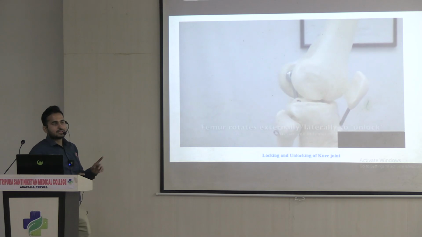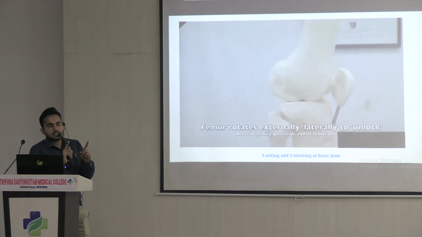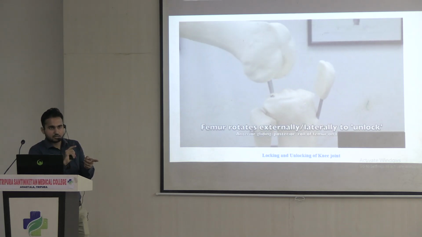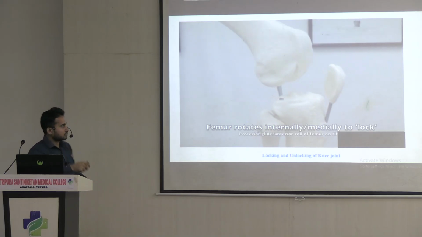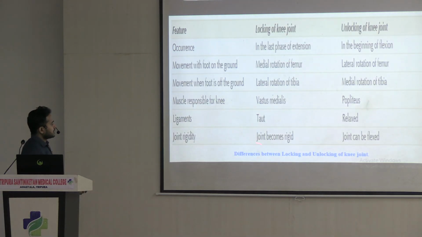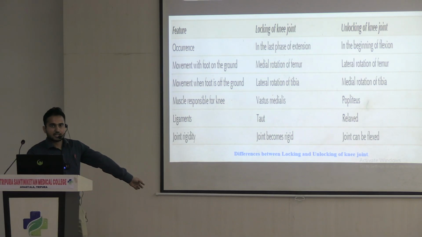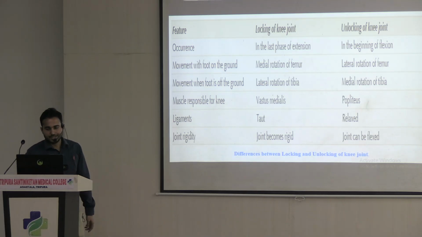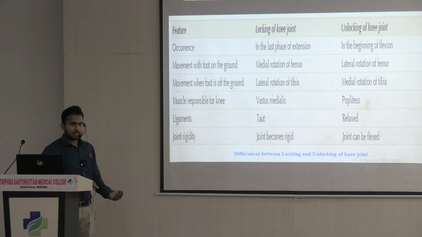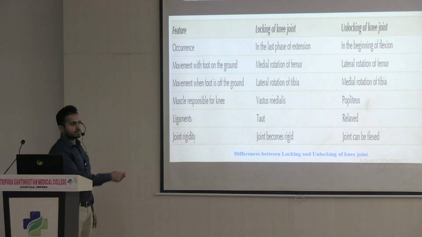Now what we will do, we will see a comparison between the locking and unlocking so that things will get clear. Here you can see the differences between the locking and unlocking of the knee. First, where it is occurring: the locking occurs in the last phase of extension, as I have just shown you in the animation. Where does unlocking take place? In the beginning of the flexion.